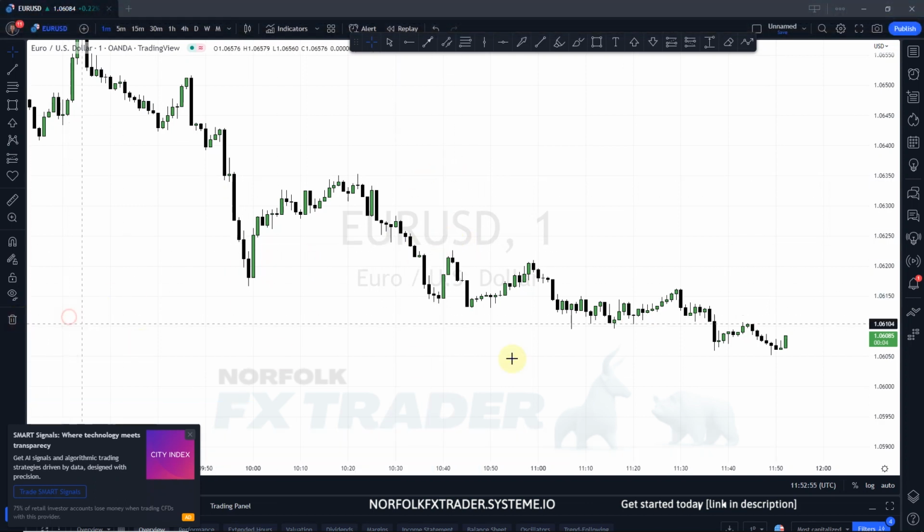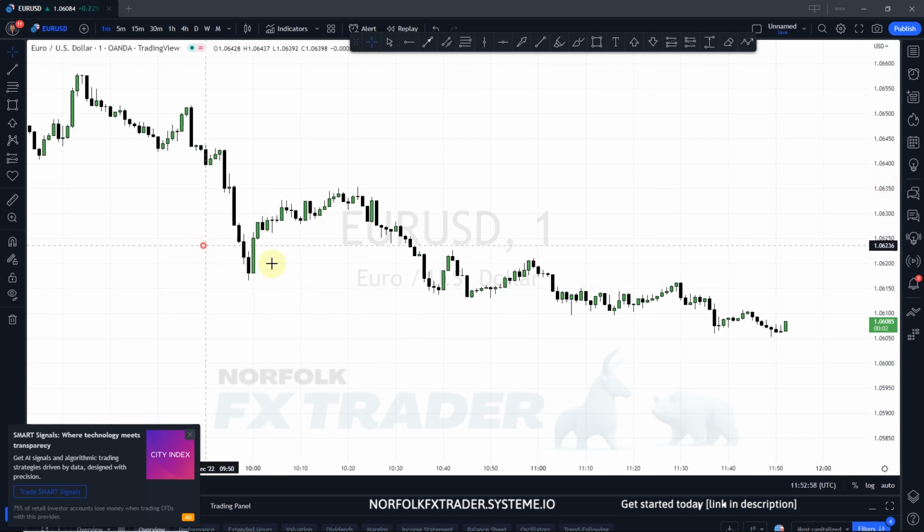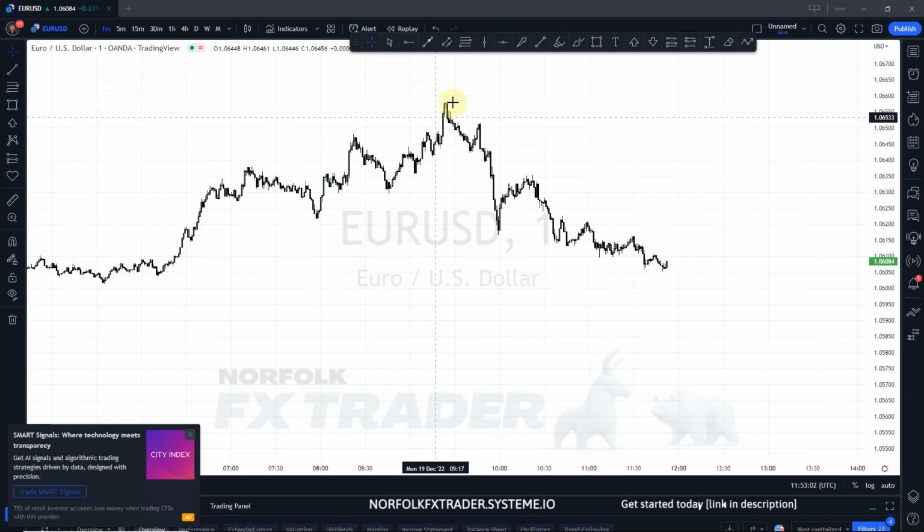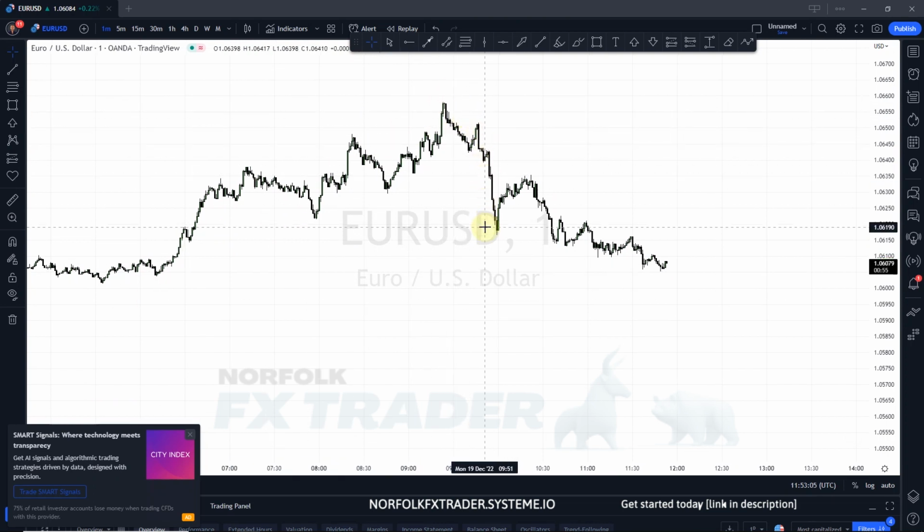So let me just clean everything off this chart. So the first thing I want to do is look at the market. So we shrink the chart out. What do we see? We can see the market has been in an upwards trend. We create a reversal here and we've started to go into a bearish trend.